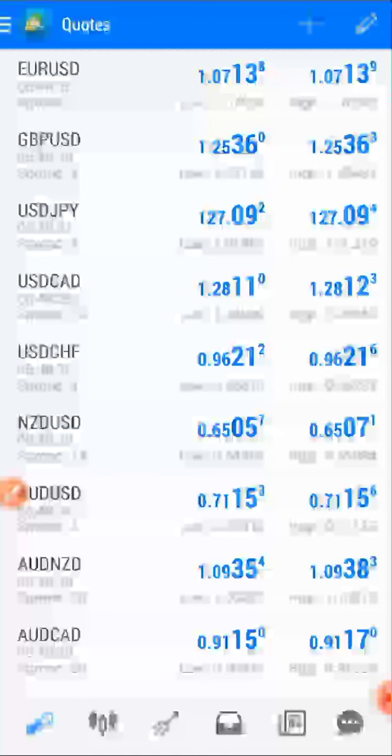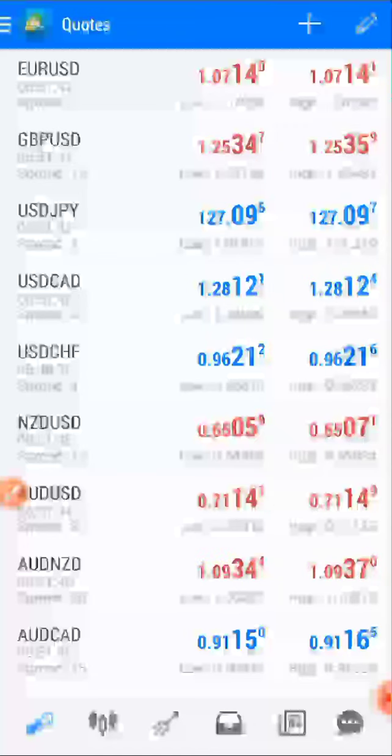First of all, we'll talk about installation. Installation is very simple. Just go to Play Store and type in MetaTrader 4, or you can even type in MetaTrader 5 on Play Store, and immediately you get it installed on your phone. It's not a difficult process.